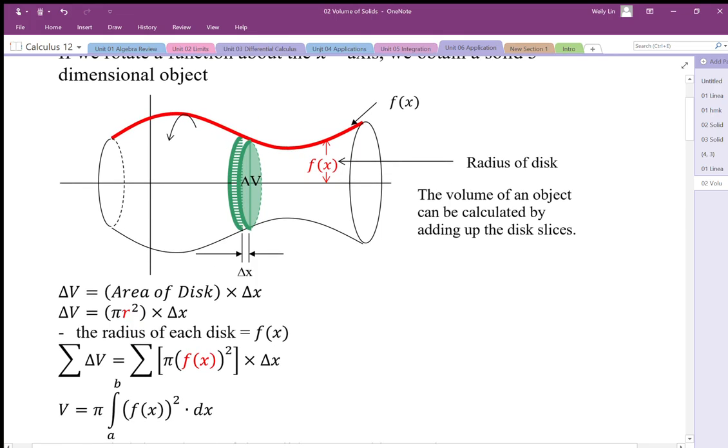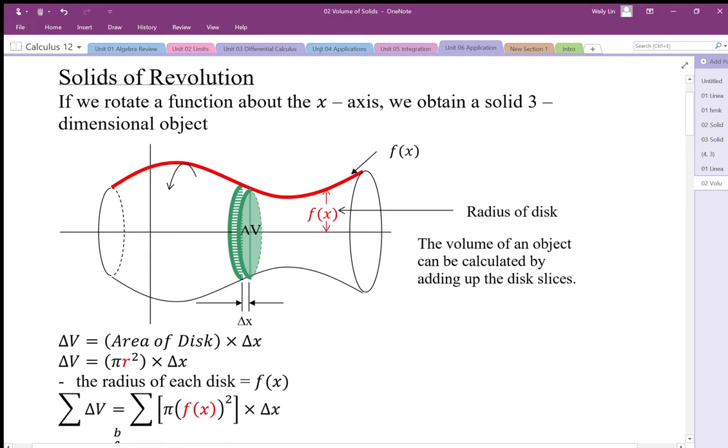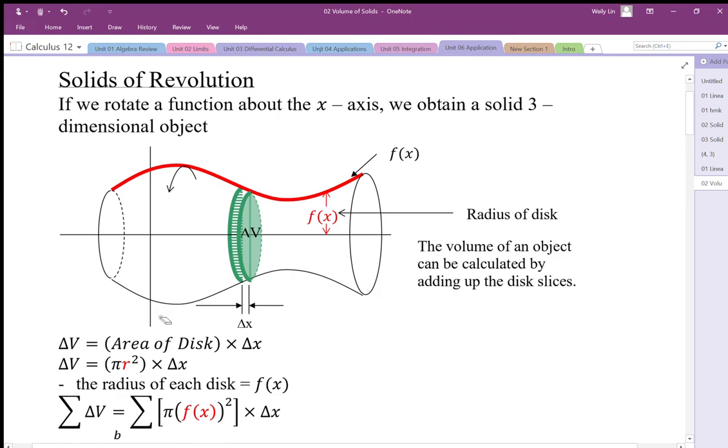So then to do it using these discs, in this case we're going to get circular discs. What we want to do then is find out the volume. We're just going to take the volume of this one piece. We're going to take the area of this disc and multiply it by its thickness. So we've got the area of the disc times the thickness, which gives us this one piece here.